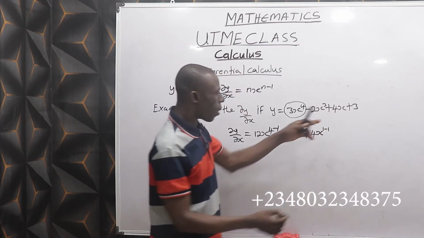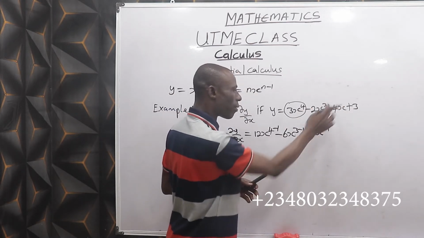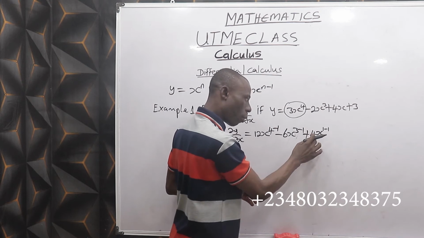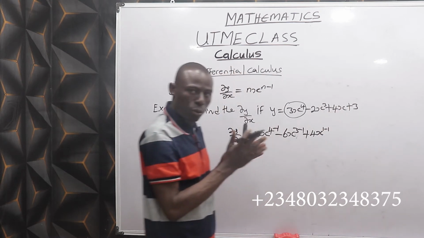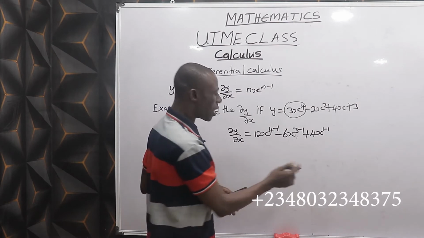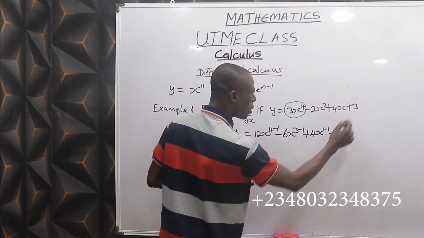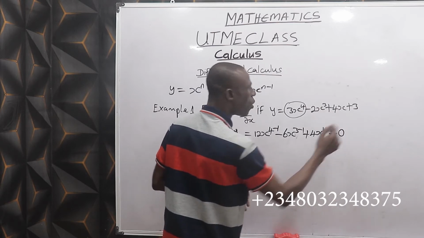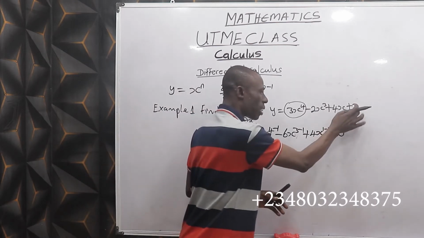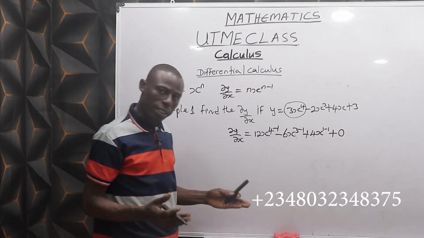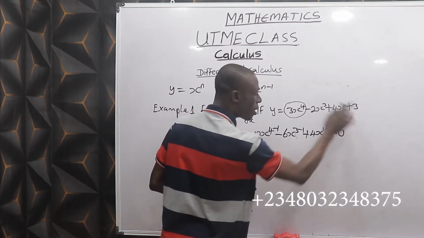We believe that the power of x here is 1. When you use the 1 to multiply 4, it's still 4. 4x raised to power 1. You now subtract 1 from the power. Plus 0. The derivative of a constant is 0. That is, the differentiation of a constant is 0. Whether negative constant or positive constant, the differentiation is 0.